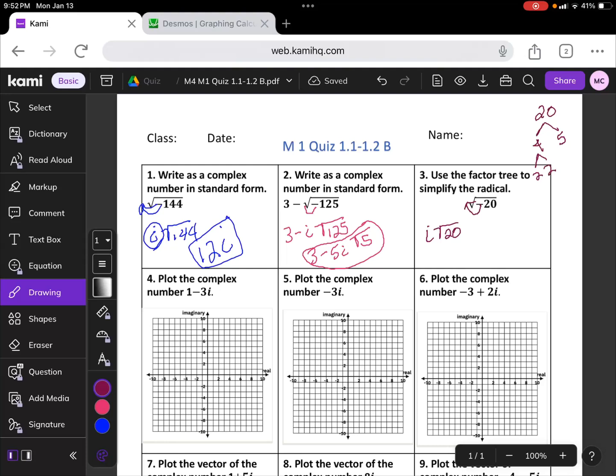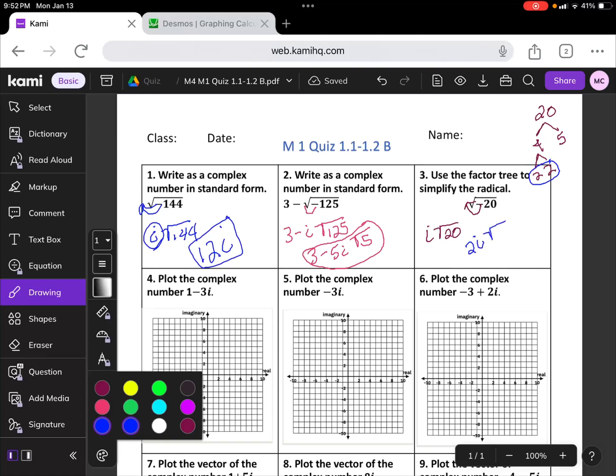Now remember, for it to go outside of that radical or outside of the house, it has to have a buddy. Well, the 2 has a buddy because there are two 2's there. So that would go out with the I. So it gets to play with the I. So we have 2I, the square root. The 5 is by itself, so it has to stay under the radical. So that would be your answer, and that would be your factor tree.